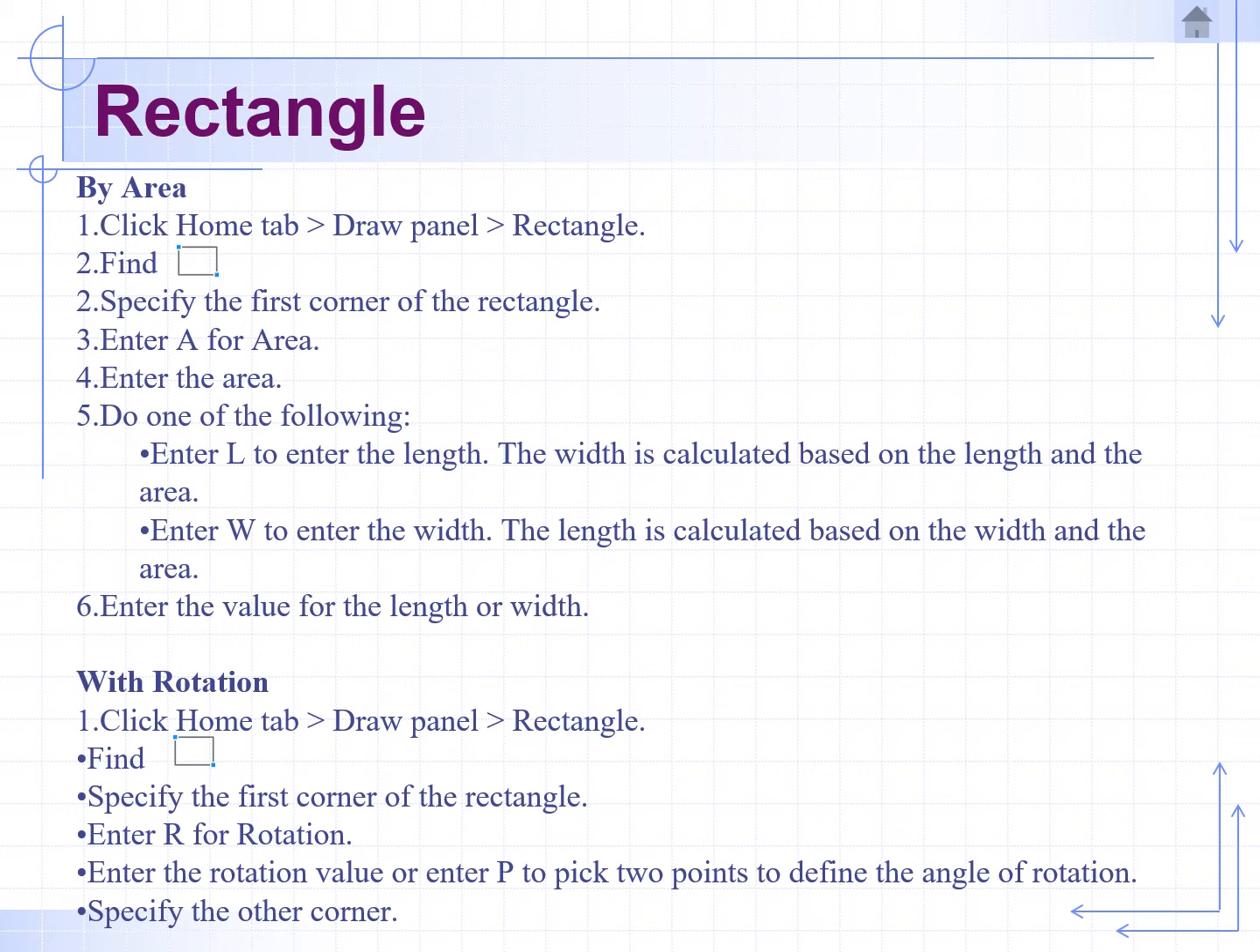With rotation, you can enter R for rotation with the rectangle command, and then you'll enter P to pick 2 points for the angle of rotation if you don't want to specify it with a cursor.